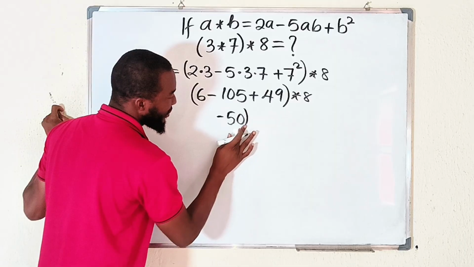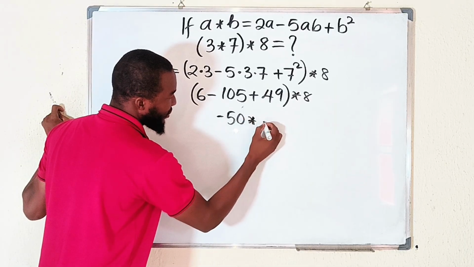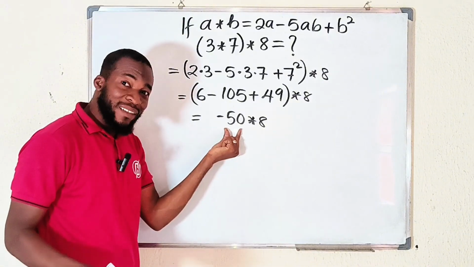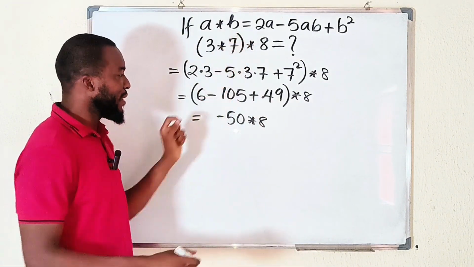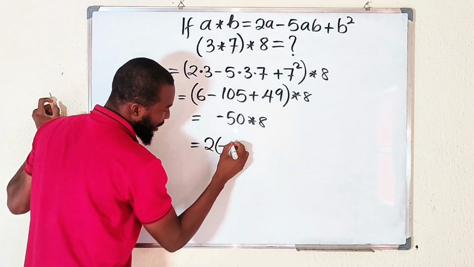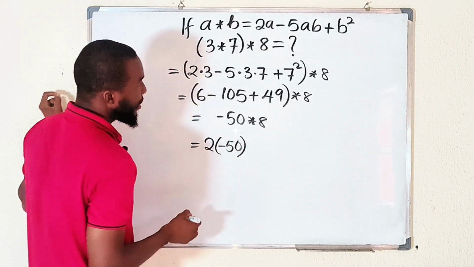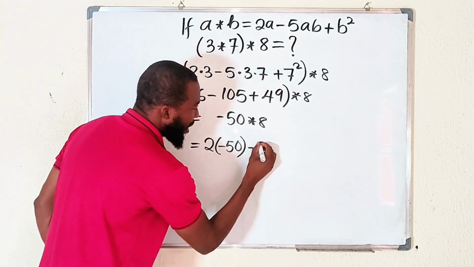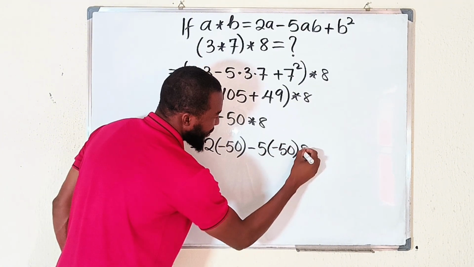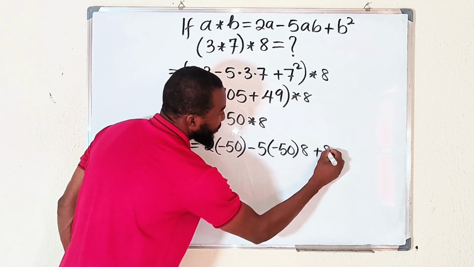But we still have asterisk 8. Let's connect them together, asterisk 8. Now, I want you to look at this as A, while this should be our B. The formula stated that 2a, which means 2 multiplied by negative 50, minus 5 times a, which is negative 50, times b, which is 8, then plus b squared, which is 8 squared.